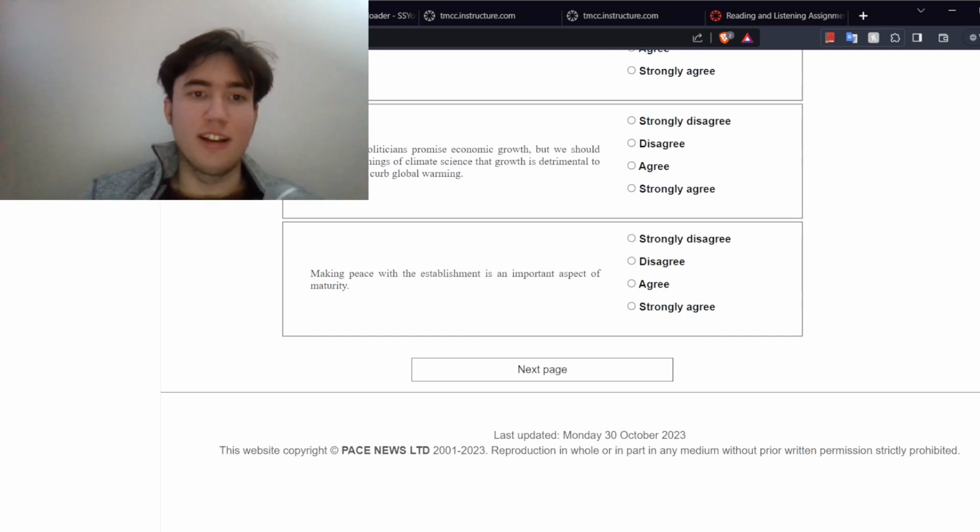Almost all politicians promise economic growth, but we should heed the warnings of climate science that growth is detrimental to our efforts to curb global warming. Strongly agree, and I think that growth is detrimental to itself in the long run. It's unsustainable to just have nothing but growth. We need to focus on degrowth strategies for improvement. Improvement without growth. That's what we need.